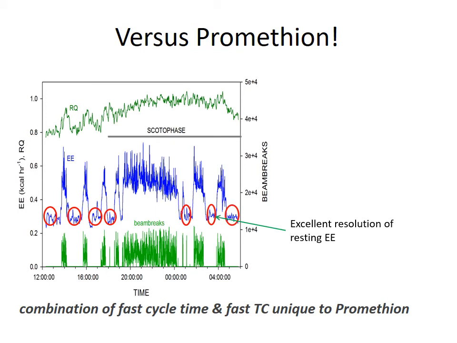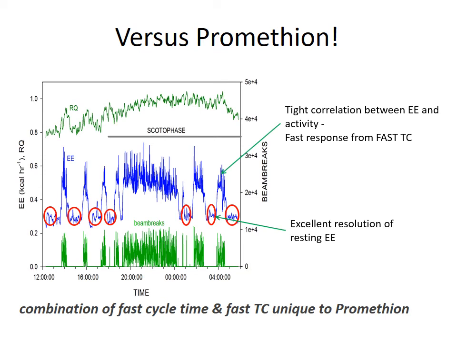There is no need to do the mathematical trickery that is required with legacy systems, where you graph activity along the x-axis and energy expenditure on the y, and then extrapolate back to zero activity and hope that you're somewhere near resting. Here you read it right off the graph because of the high temporal resolution of the system.